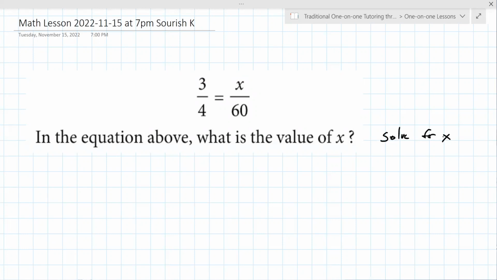Is divisible by 60 for 4? Or really, you could also think of it as going the other way. What do you multiply 4 by to get to 60? I know, it's 15. 4 times 15. So what do you do up here? 3 times 15 right there. 3 times 15, that's going to be 45. Good. Very good.